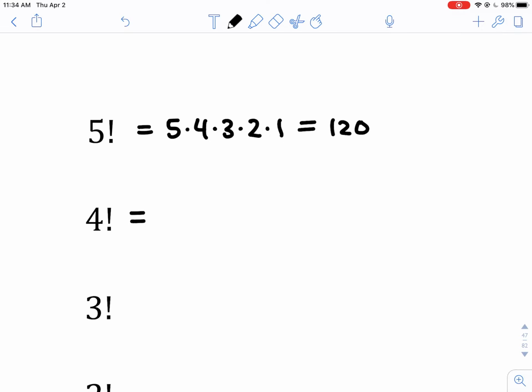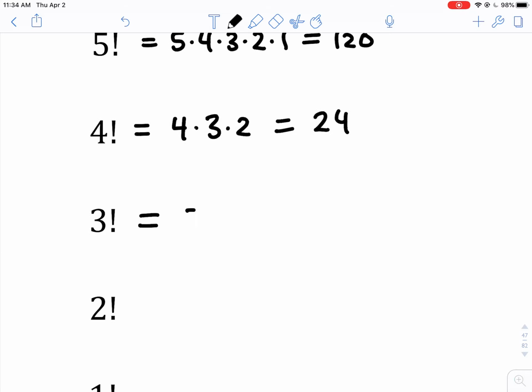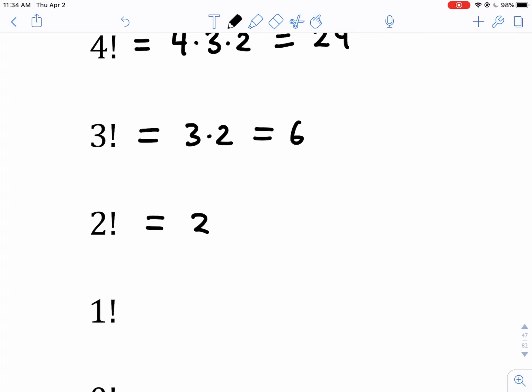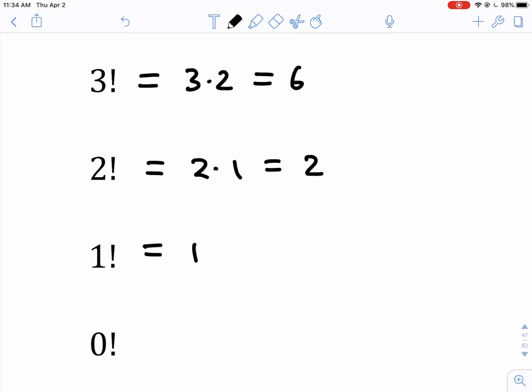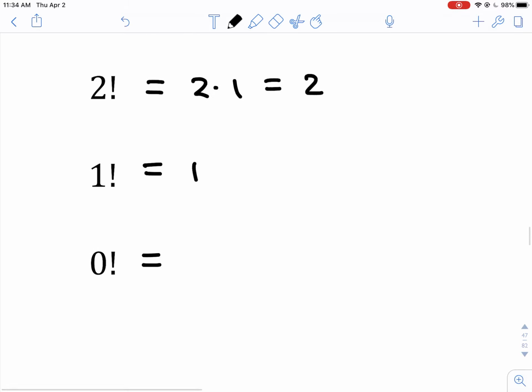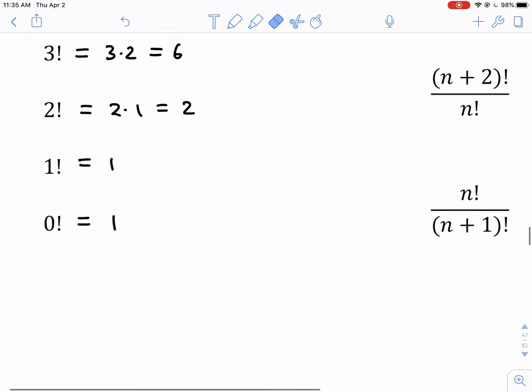4 factorial is 4 times 3 times 2 times 1. In fact, you can argue we don't need to go to 1. We can stop at 2. And here we get 24. 3 factorial is just 3 times 2. That's 6. 2 factorial is just 2 times 1 if you want to put the 1 there, but it's just 2. 1 factorial is just 1. And by definition, we're going to say 0 factorial is also 1.